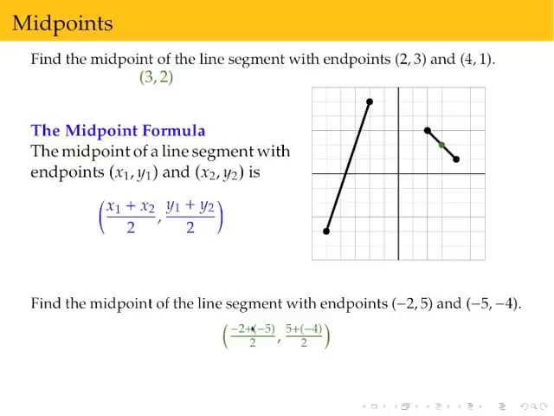So when we plug in our x1 of -2 and our x2 of 5, well, this is what we get. That simplifies down to -7/2 and 1/2, which we can plot on the graph right there.